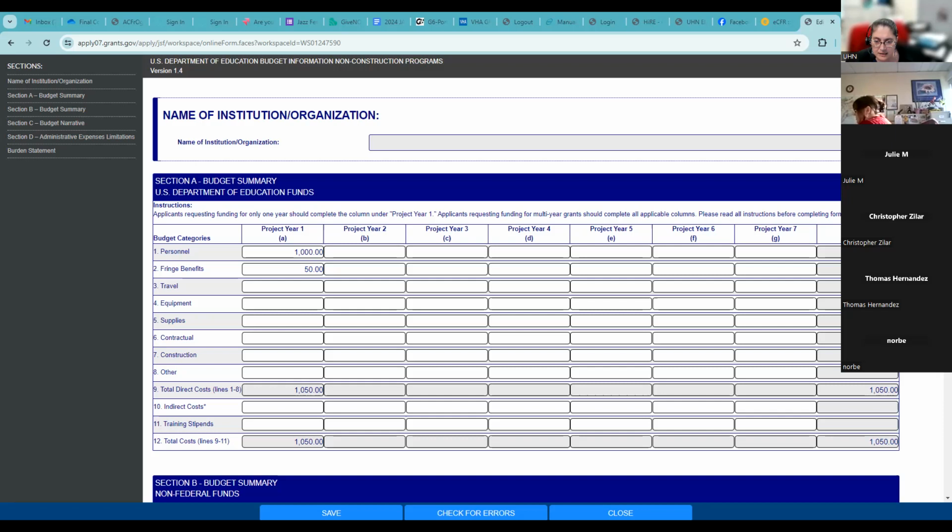While I'm looking that up, are folks having to do this budget form themselves, or is someone else within your tribe doing it? I did ours myself and just had our accounting department double check it. Okay, good, good.